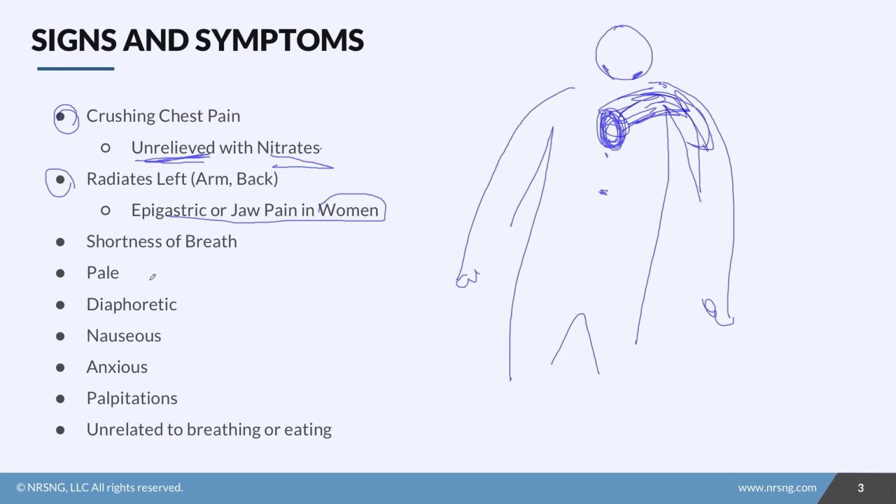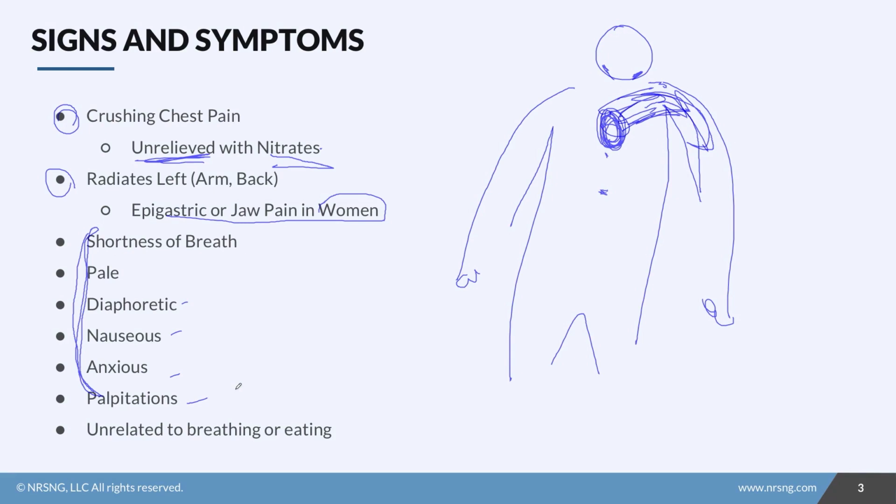Patients will often have shortness of breath. They'll be pale, diaphoretic, nauseous. They're just going to be terrified, very anxious. Imagine having this crushing chest pain where they really believe that an elephant is sitting on their chest. And so they're starting to experience all this nausea, this anxiety, this diaphoresis. They're going to be pale, and very short of breath. Many times they're going to have palpitations as well.